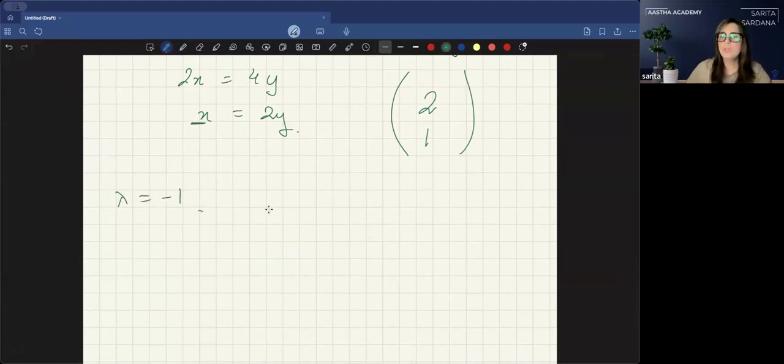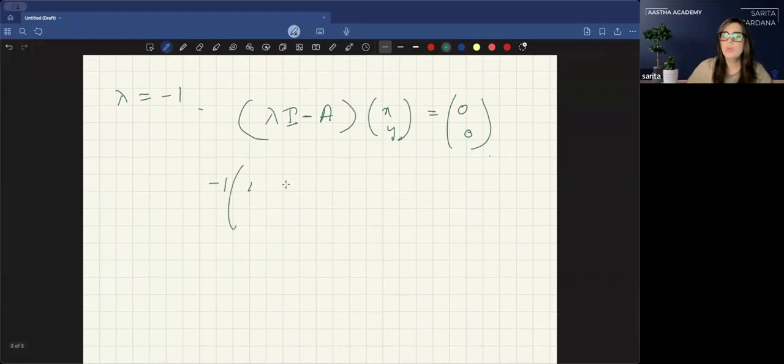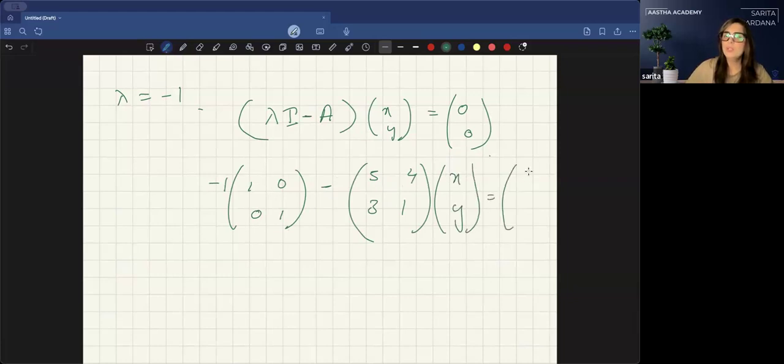Similarly, the second case is lambda equal to minus 1. Again, the same thing we are going to repeat. We are going to do lambda into the identity matrix minus A, and the whole thing is equal to x and y is equal to 0 and 0. What I did earlier. So I'll write here minus 1, [1 0; 0 1] minus my A, which is [5 4; 3 1], x and y is equal to 0 and 0. And minus 1, 0, 0, minus 1, then simple subtraction, how I did earlier.